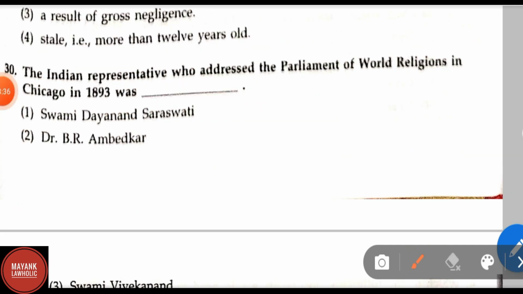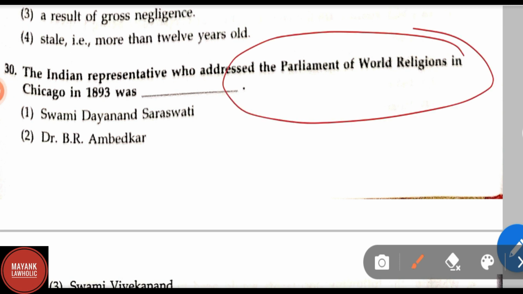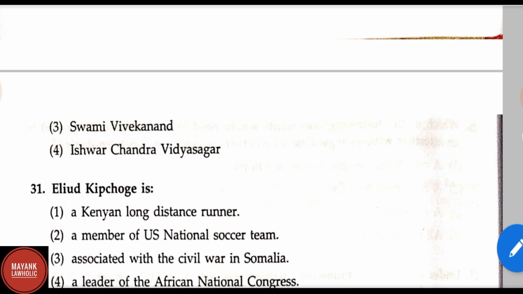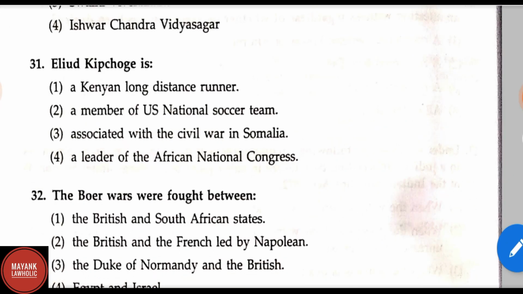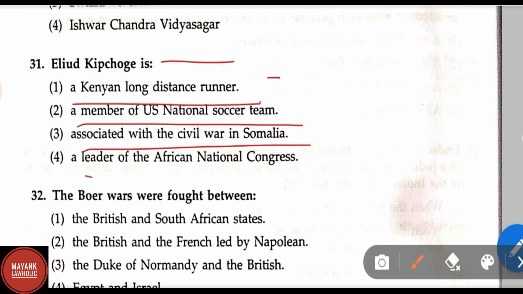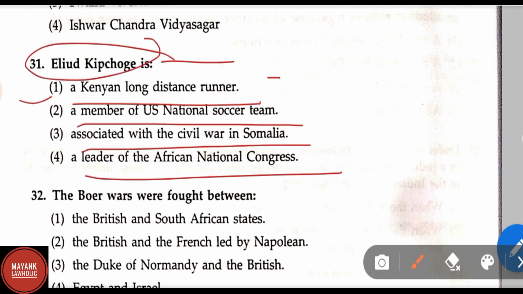The Indian representative who addressed the Parliament of World Religions in Chicago in 1893. This is a very easy question. Correct answer is Swami Vivekananda. Eliud Kipchoge is option 1, a Kenyan long distance runner, a member of US national soccer team, associated with the civil war in Somalia, and leader of African National Congress. Eliud Kipchoge is an athlete and he is a Kenyan long distance runner.